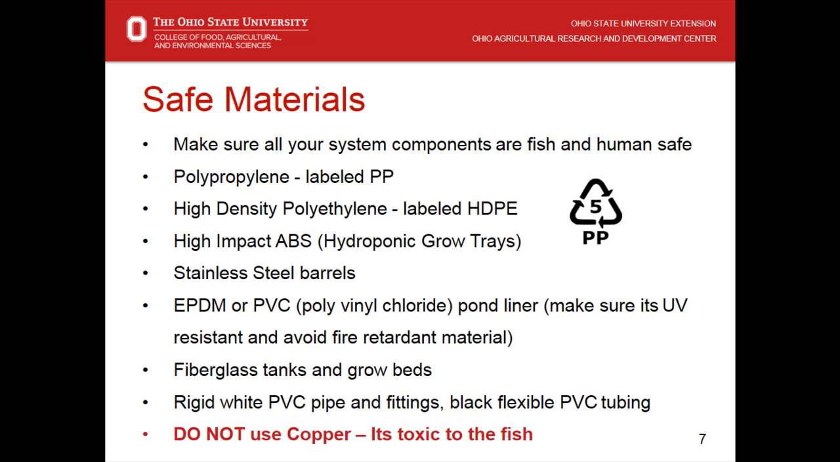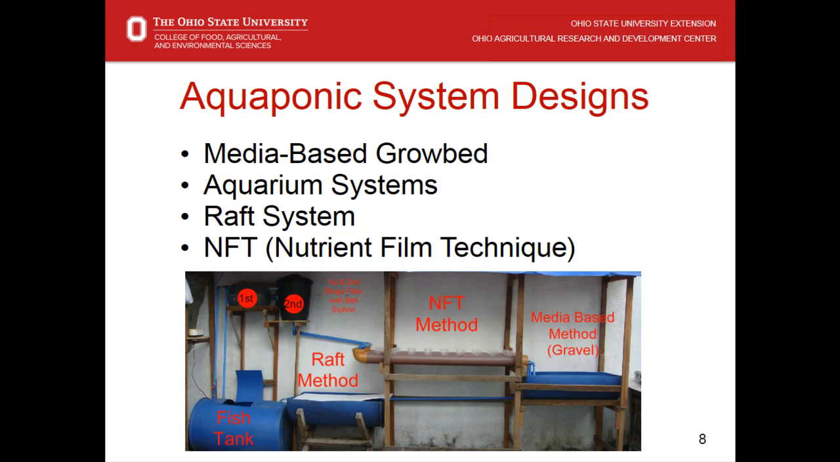And fiberglass tanks, PVC pipe is what we use a lot of, and we don't ever have to worry about any of that. Like I said, don't use copper, it's really toxic to fish. Alright, and aquaponic system designs, there's a few different things you can do.